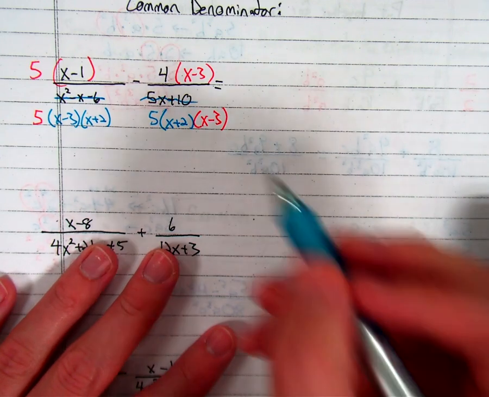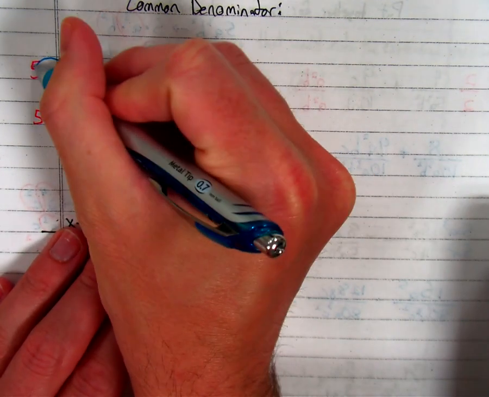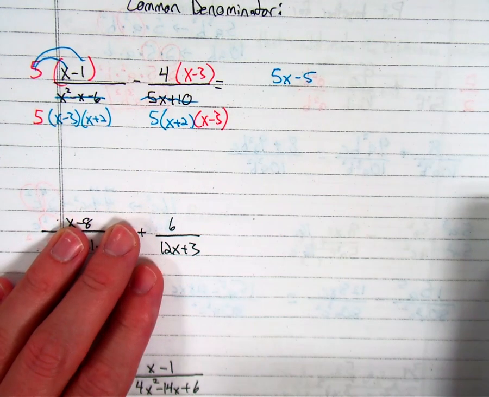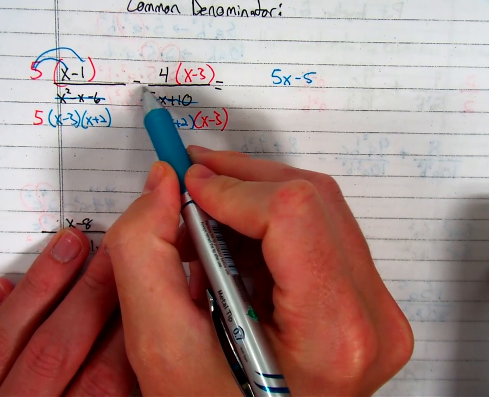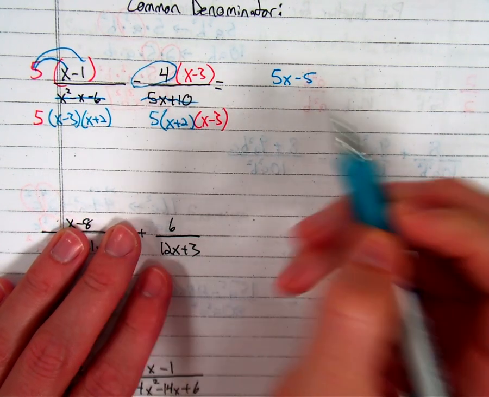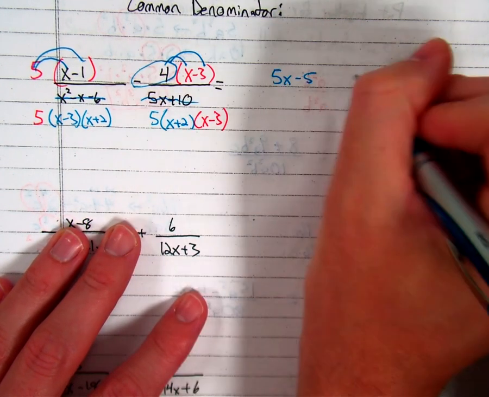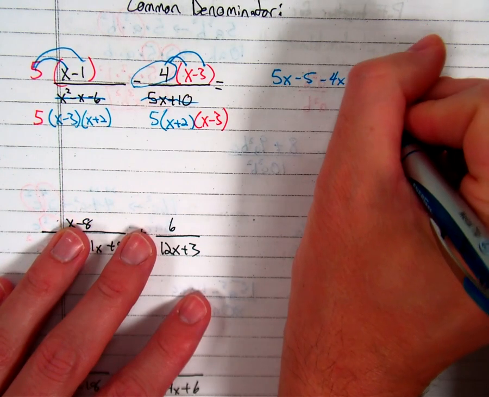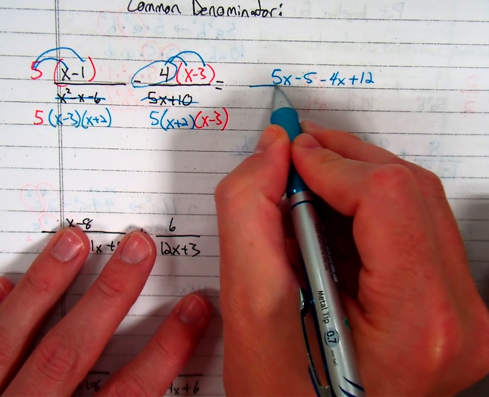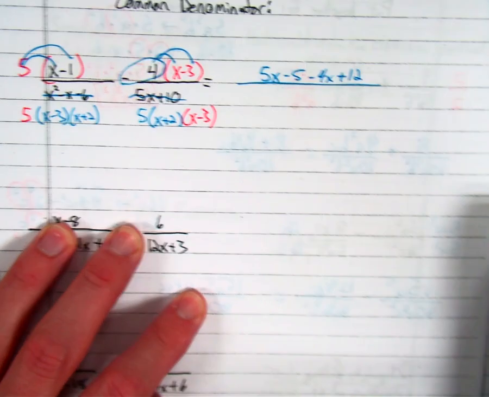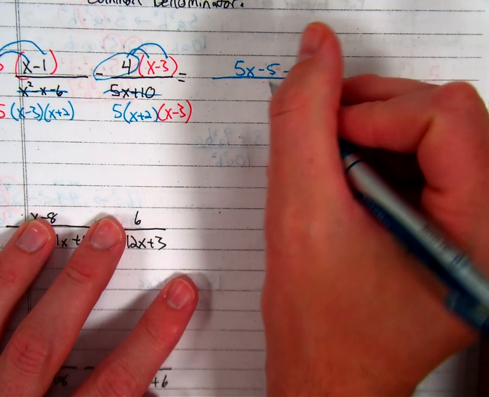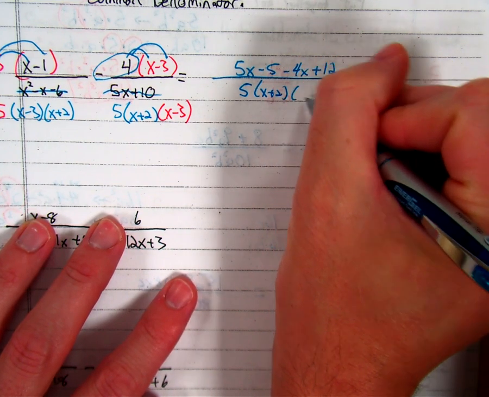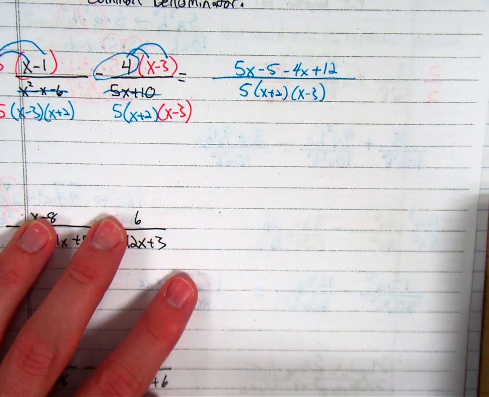Okay, now we're going to simplify. We'll take 5x minus 5. And this is tricky with the minuses. Let's take it with that 4. Minus 4x, minus minus is going to be a plus 12, all over 5x plus 2, x minus 3.